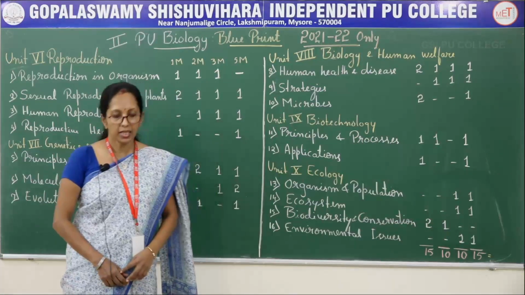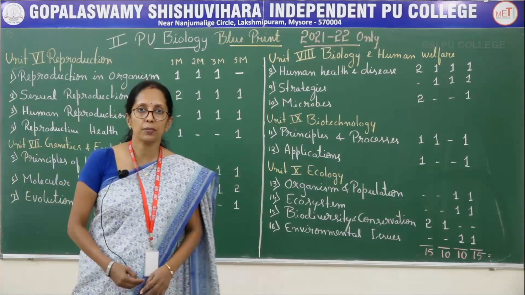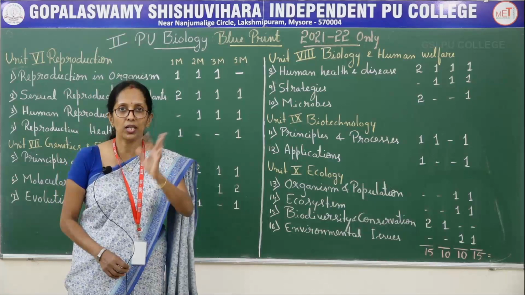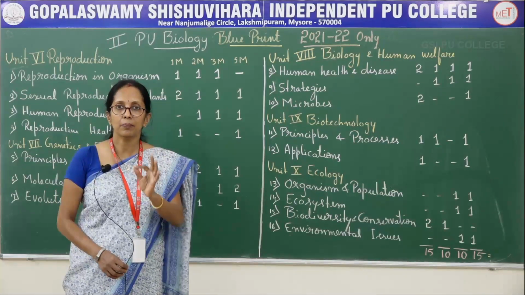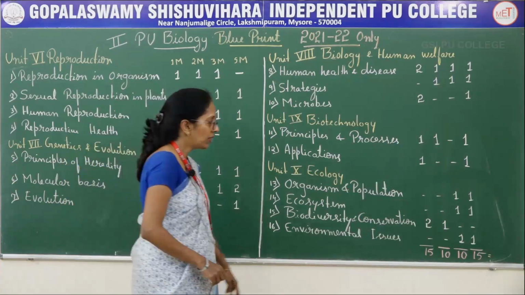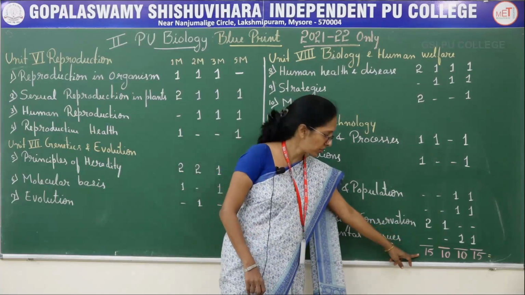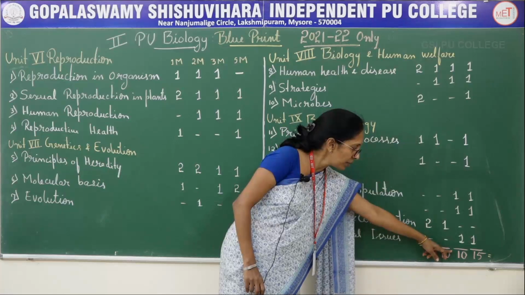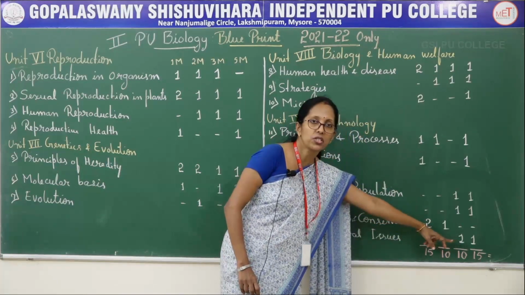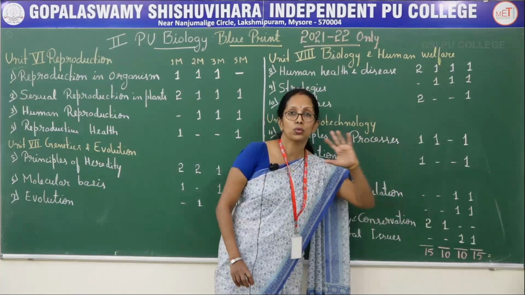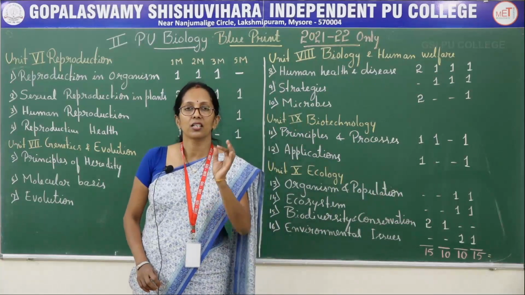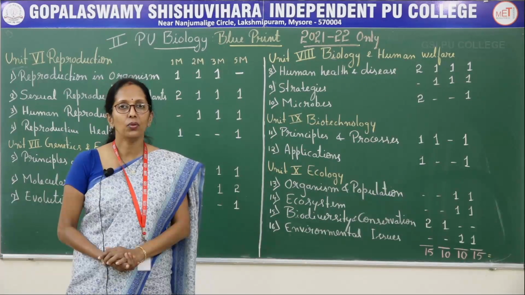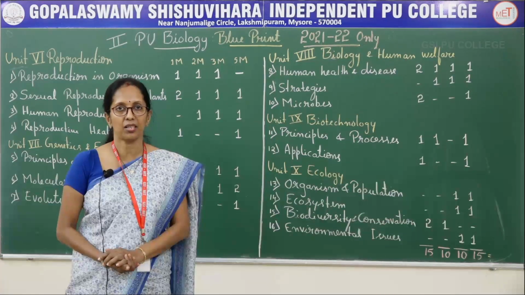This is about the second PUC biology question paper pattern for the year 22 only because of the pandemic. And here you will get 1 mark question 15, 2 mark question 10 and then 3 mark question 10, 5 mark question 15. So, total marks is 140. You are going to write only for 70 marks.